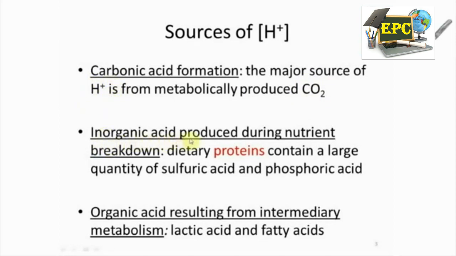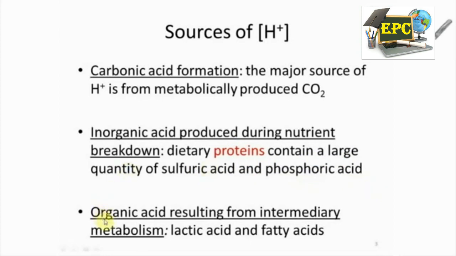Also, we have inorganic acid produced during nutrient breakdown. The most important nutrient we're talking about is proteins, okay? I put that in red because in some questions, if they want to indicate that you're increasing hydrogen ions in your body, they're either going to say you're generating fixed acid by having a high protein diet or by having a Western diet. These two terminologies mean you're eating a lot of protein, okay? Well, why does protein increase our acid in our body? Because it contains a large quantity of sulfuric acid and phosphoric acid.